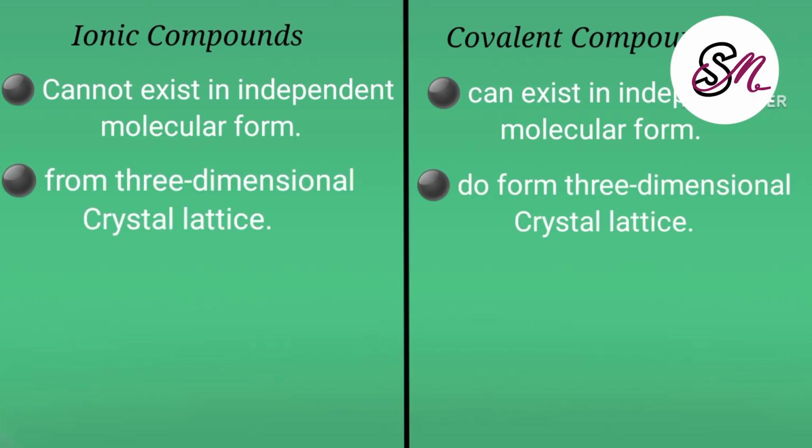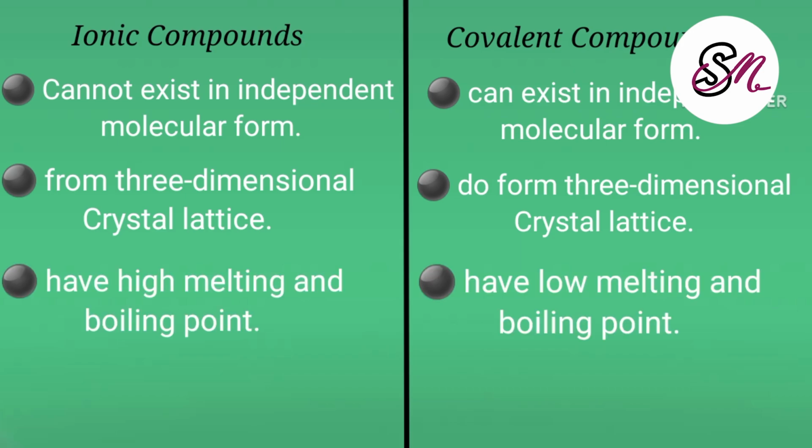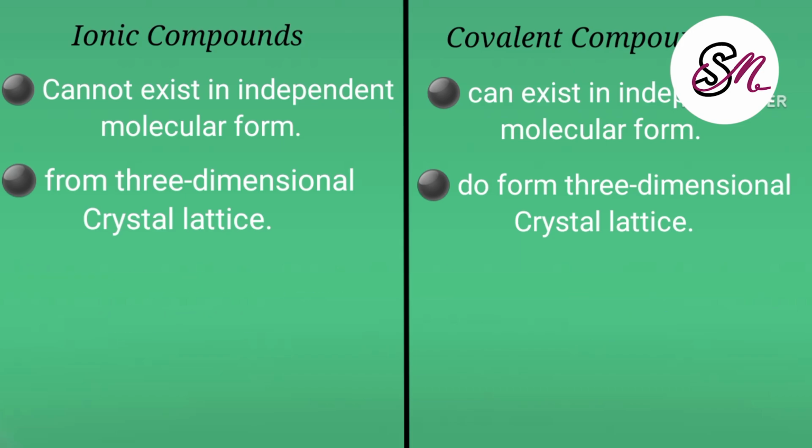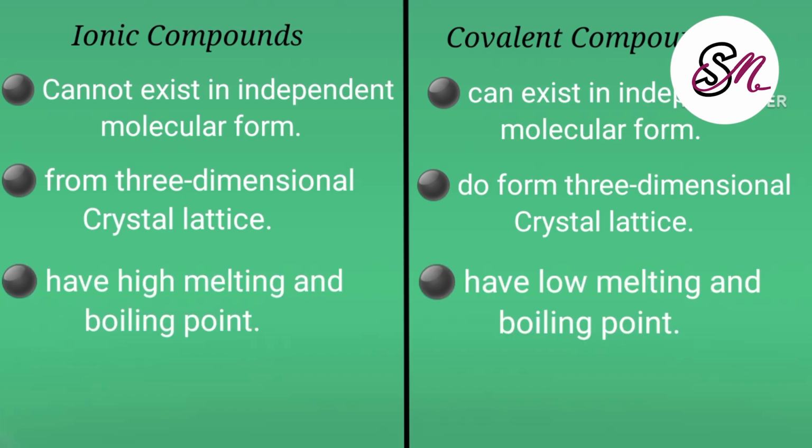Ionic compounds form three-dimensional crystal lattice, but covalent compounds do not form three-dimensional crystal lattice. The ionic compounds have higher melting and boiling point because of its three-dimensional crystal lattice. The high amount of temperature is required for its melting. On the other hand, covalent compounds do not have three-dimensional crystal lattice, so they have low melting and boiling point.